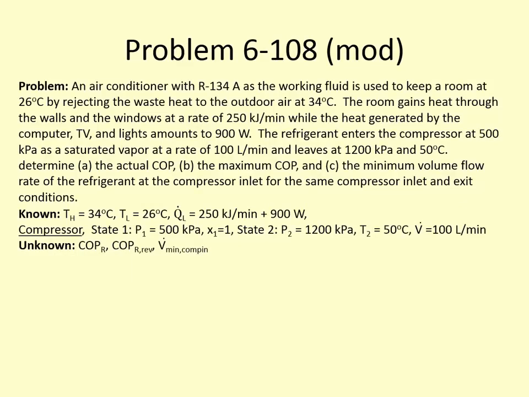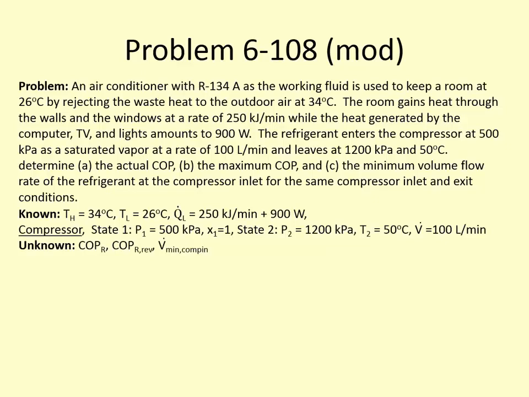Okay, let's do another example with a refrigerator or an air conditioner system. So we have R134A as the working fluid, and it's used to keep a room at 26 Celsius by rejecting the waste heat to the outside at 34 Celsius. The room gains heat through the walls and windows at a rate of 250 kilojoules per minute, while the heat generated by the computer, TV, lights amounts to 900 watts. So we have heat coming in just from the outside, as well as some heat being generated inside our house due to appliances. The refrigerant enters the compressor at 500 kilopascals as a saturated vapor at a rate of 100 liters per minute and leaves at 1200 kilopascals and 50 Celsius.